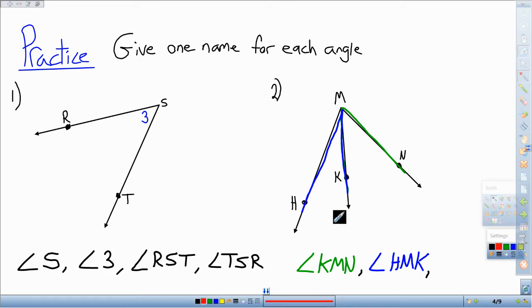Okay, and last one, the entire thing, angle HMN.